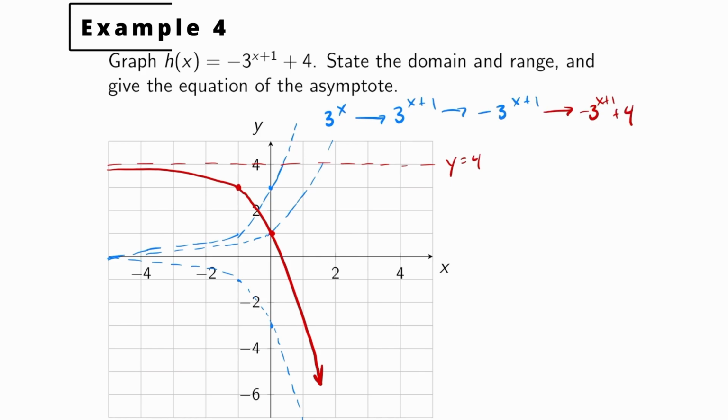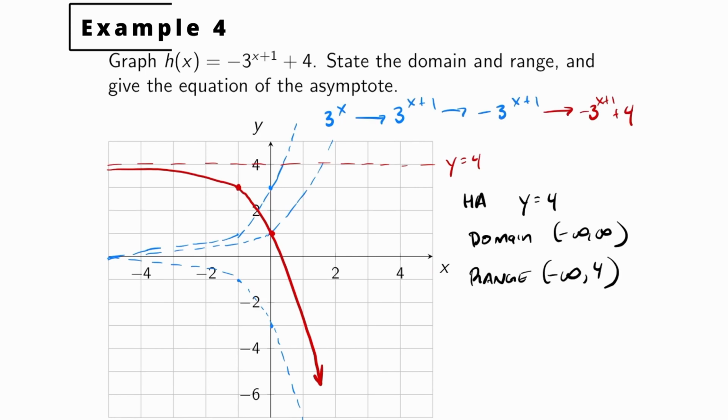So the horizontal asymptote is y equals 4. The domain does not change for any of these problems. They're all the same, so -infinity to infinity. And now we can see the range, right? Where along the y-axis does this lie? So the greatest value it can take on, it can't be 4, but it can be any value up to 4. Any number less than 4 is possible. So the range is just going to be -infinity up to 4, but not including 4.